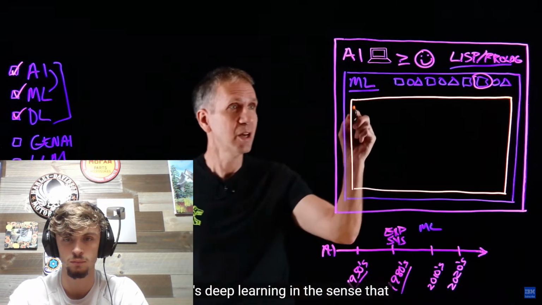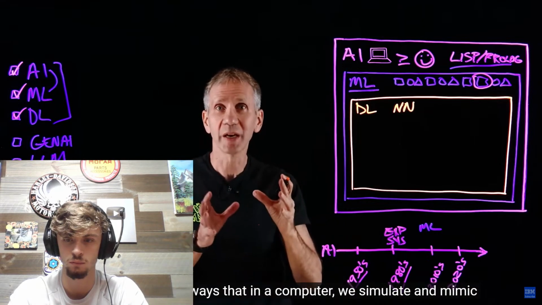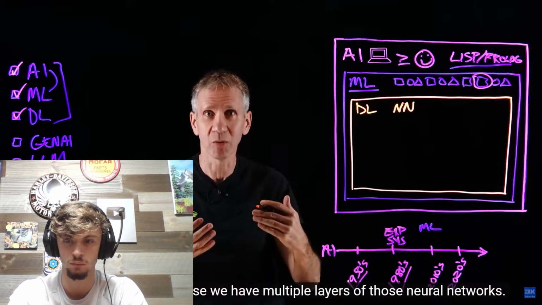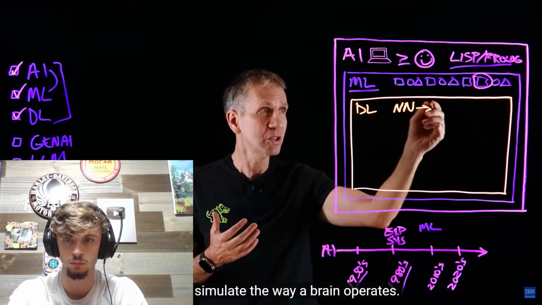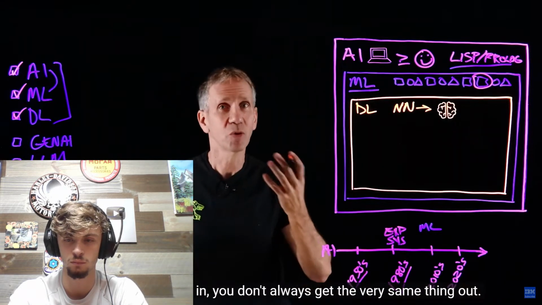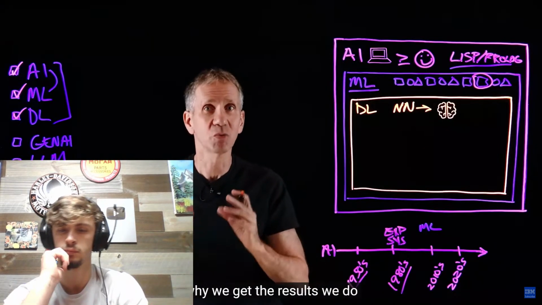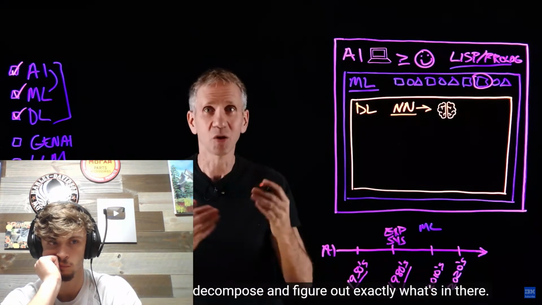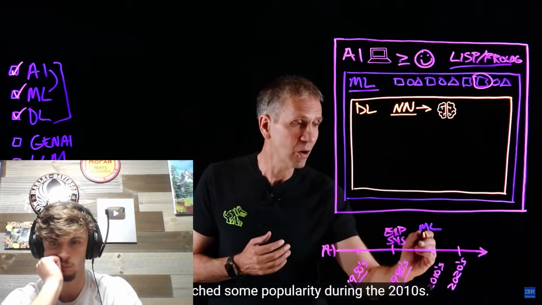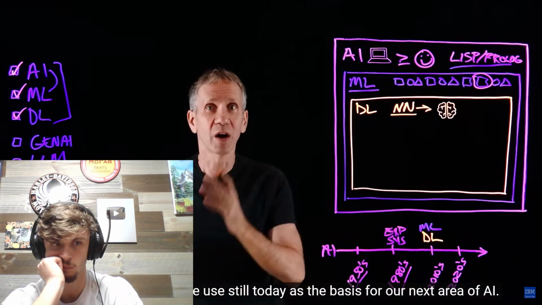Well, it's deep learning in the sense that with deep learning, we use these things called neural networks. Neural networks are ways that in a computer we simulate and mimic the way the human brain works, at least to the extent that we understand how the brain works. And it's called deep because we have multiple layers of those neural networks. And the interesting thing about these is they will simulate the way a brain operates, but I don't know if you've noticed, but human brains can be a little bit unpredictable. You put certain things in, you don't always get the very same thing out, and deep learning is the same way. In some cases, we're not actually able to fully understand why we get the results we do because there are so many layers to the neural network, it's a little bit hard to decompose and figure out exactly what's in there. But this has become a very important part and a very important advancement. That also reached some popularity during the 2010s and is something that we use still today as the basis for our next area of AI.